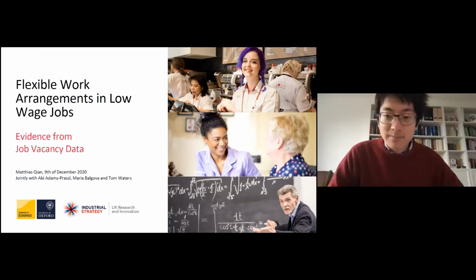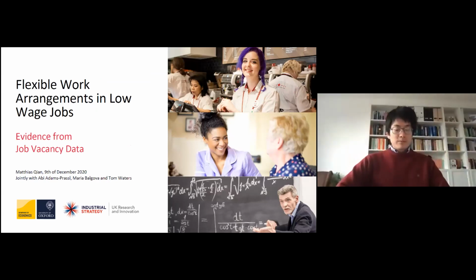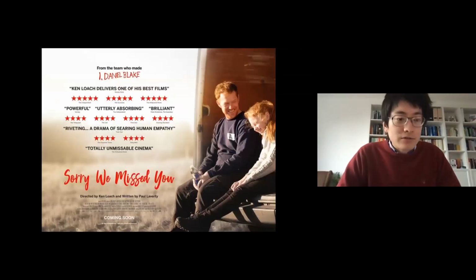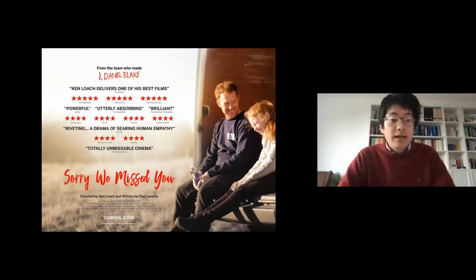Thanks for the introduction, Mari. So in this paper, we study flexible work arrangements in low-wage jobs. The research is supported by a grant from UKRI as part of a research project on English law and AI. It also uses Burning Glass data, the same data set that Bledi showcased previously. Next slide, please. Oh, sorry. The work is joint with Abby Adams from Oxford University, with Maria Balgova from the University of Bonn, and with Tom Waters from the IFS.